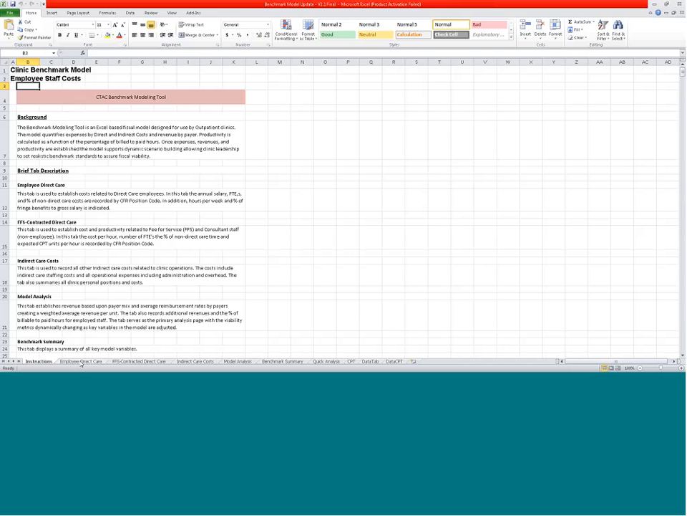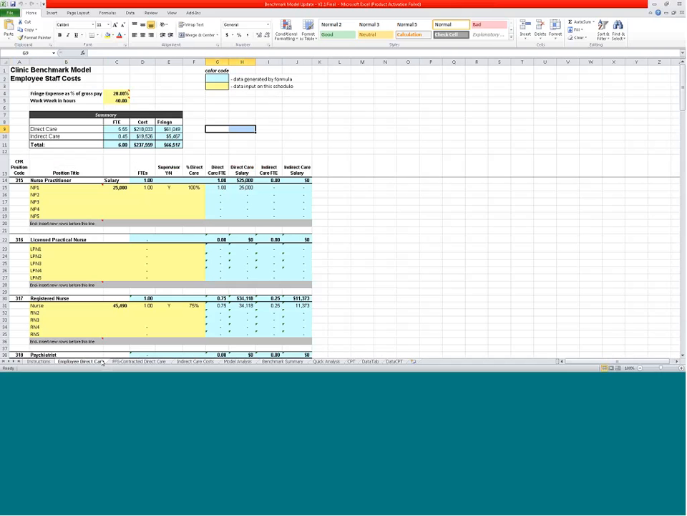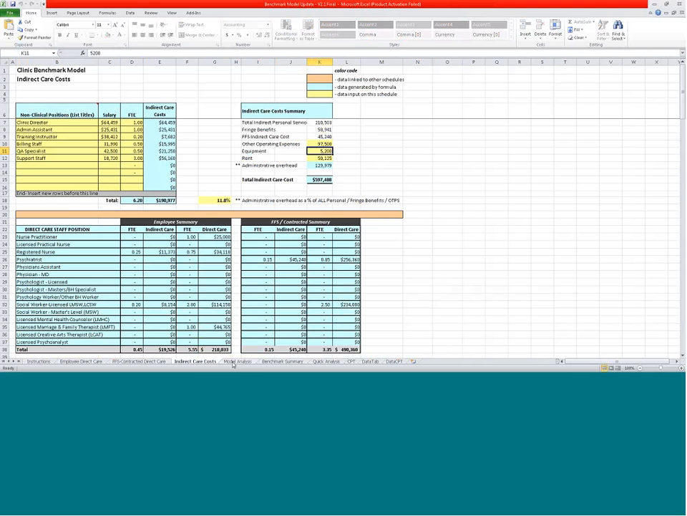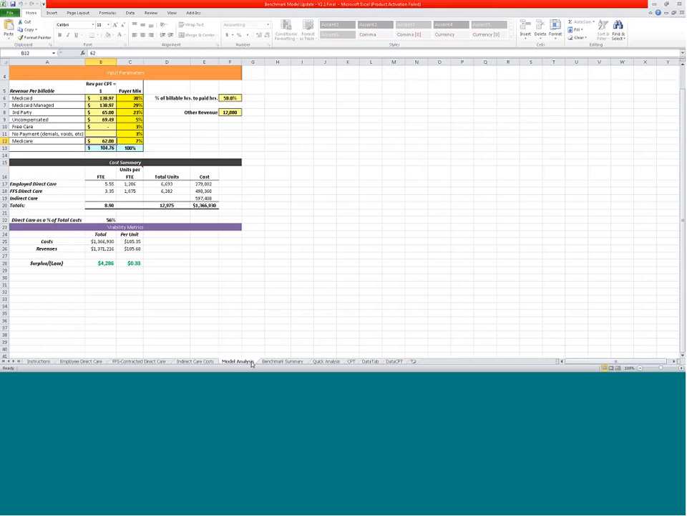And over the next few weeks, the next few webinars, we'll be going through each of these tabs around employee direct care costs, fee-for-service direct costs, indirect care, and how the model works in detail. We'll be going through each of these tabs in detail over the next few weeks. But I wanted to jump here to the Quick Analysis Tool tab. And those of you who have already downloaded the benchmark may have started playing with this.